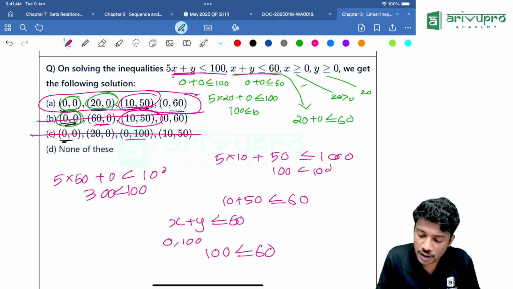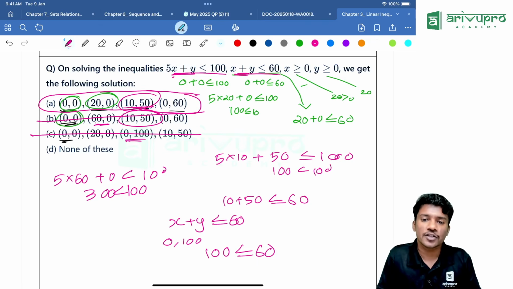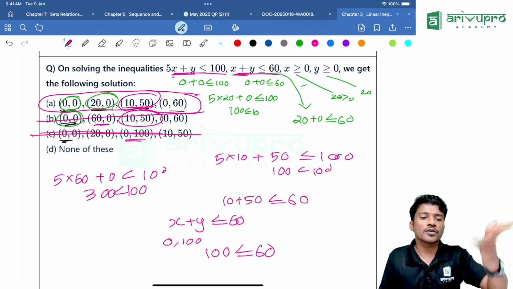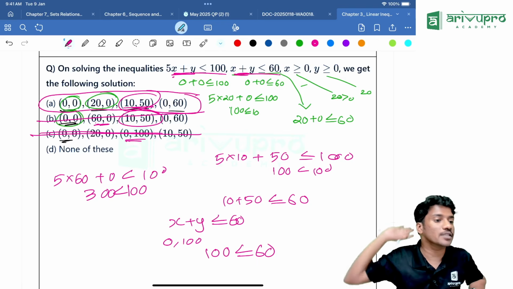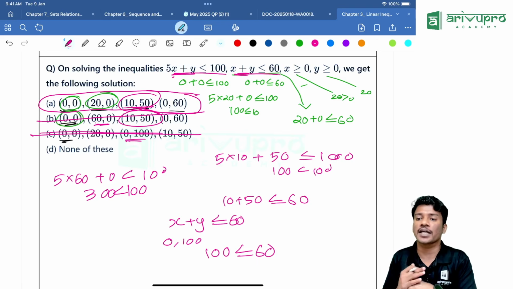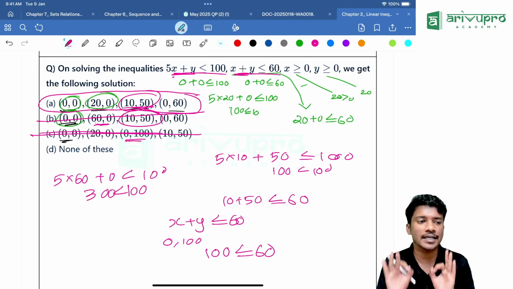Then we will check for which one? 0, 100. We will substitute over here. We check 100 less than 60. That means that is wrong. That means option A will be the answer. That is the way we are going to do it from the examination point of view. That's how you save time. Otherwise, it will take more than 1 minute to solve the entire thing. Everyone got the point? Is the idea clear?